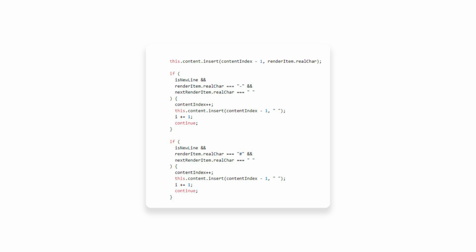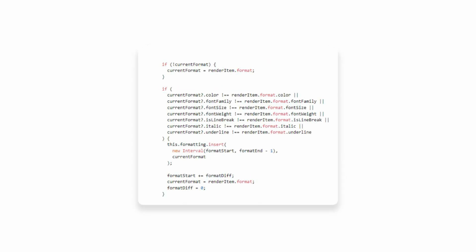Handles cases when the current character, realchar, is a hyphen or a hash symbol (hashtag) and is at the start of a new line, indicated by isNewLine, and if the next character, nextRenderItem.realchar, is a space. Now we check for changes in text formatting during a JSON insertion process.